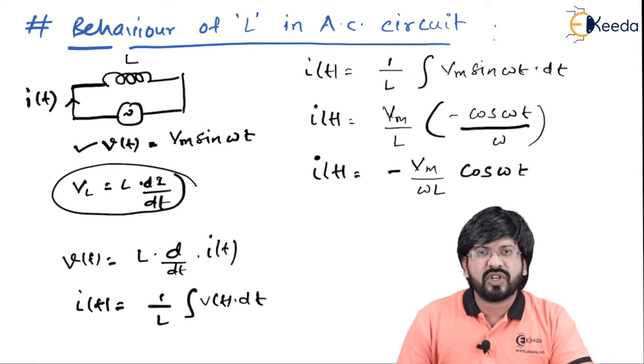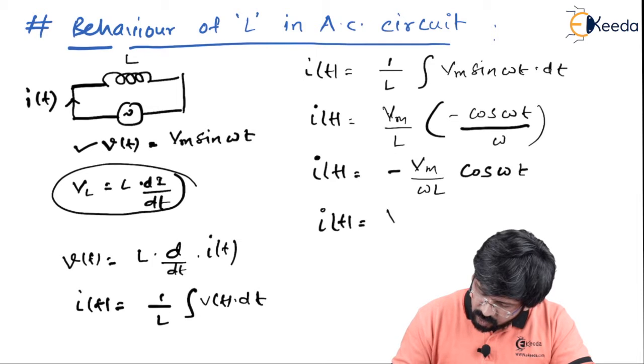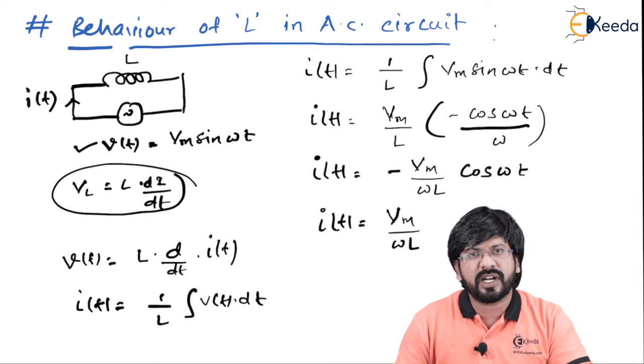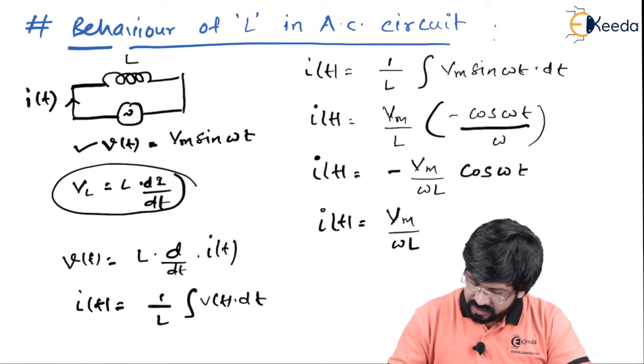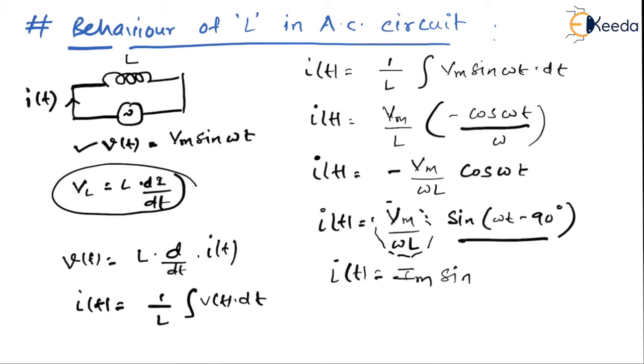We know that minus cos omega t can be replaced with sine of omega t minus 90 degree. So I can represent again I of t as Vm upon omega L, replacing minus of cos omega t with sine of omega t minus 90 degree. In fact, now I can write I of t as, we know the fact that if it's a sinusoidal signal, what we always have here is a peak value. In this case, it is a current equation. I should say this is nothing but Im sine of omega t minus 90 degree.